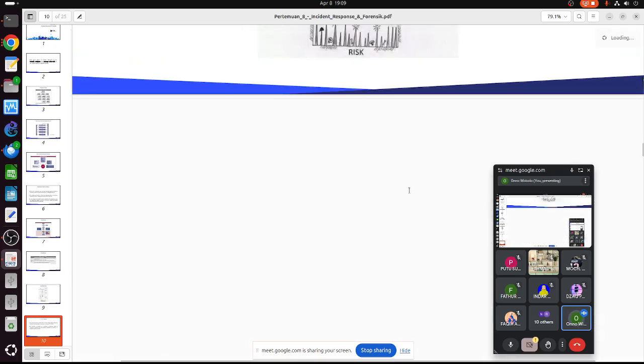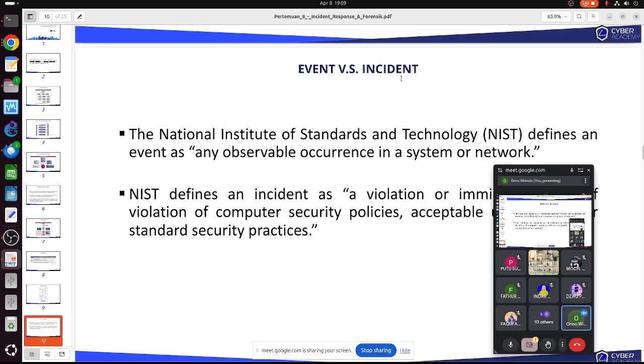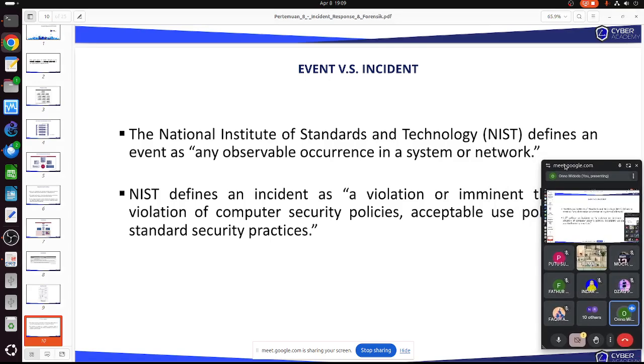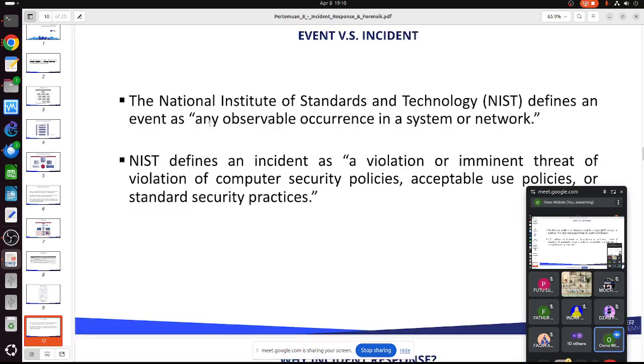There is a subtle difference between event and incident. Event, based on NIST, the standard body in the US, is defined as any observable occurrence in the system or network. Okay, this is an occurrence, not necessarily by a person. It's sometimes not planned.